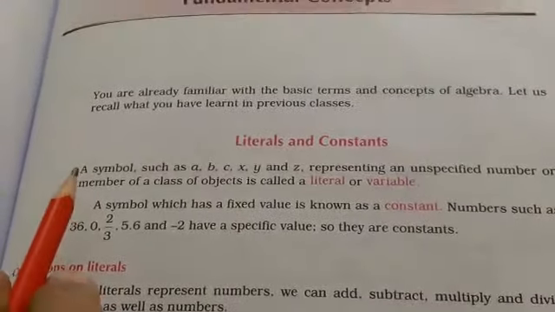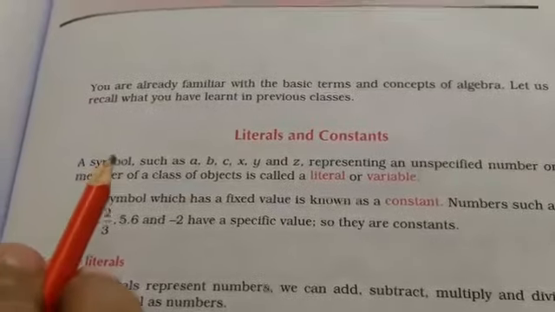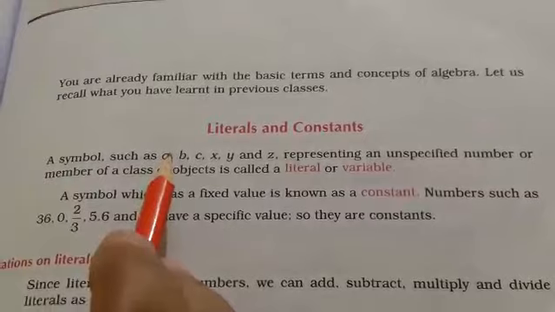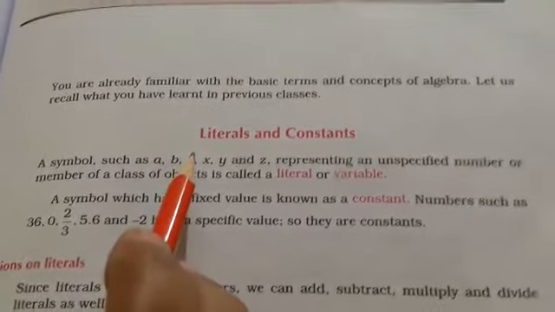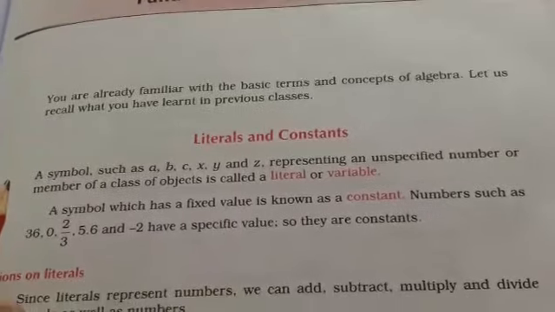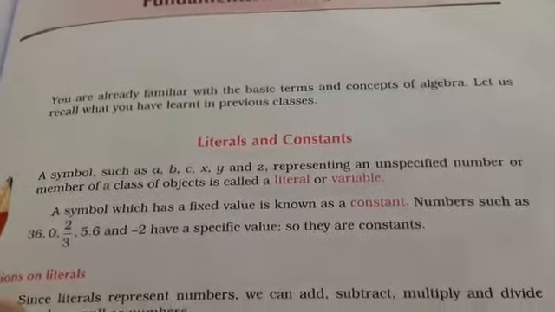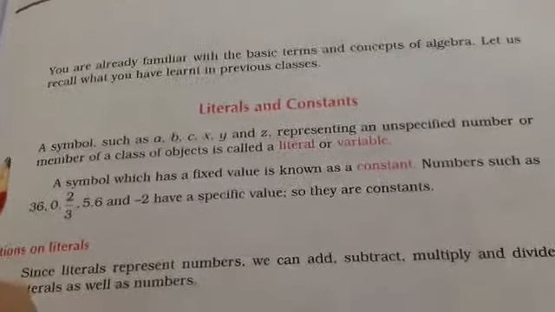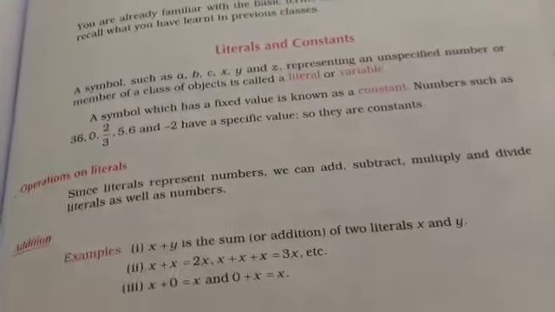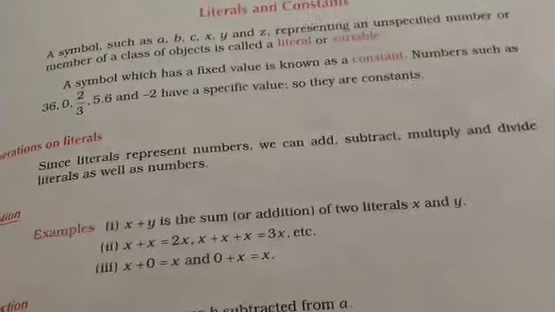In algebra, we represent variables or unknown numbers by English alphabets in small letters: a, b, c, x, y, z, like this. These are called variables. Whereas constants are the fixed values like 2, 3, 4. These are the constant values. Now we will see operations on literals.